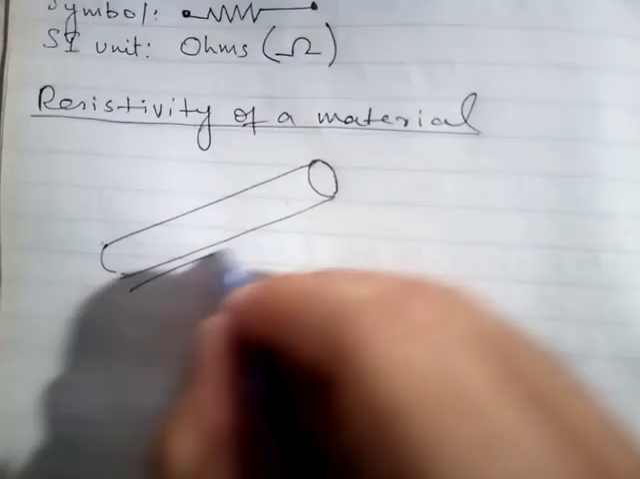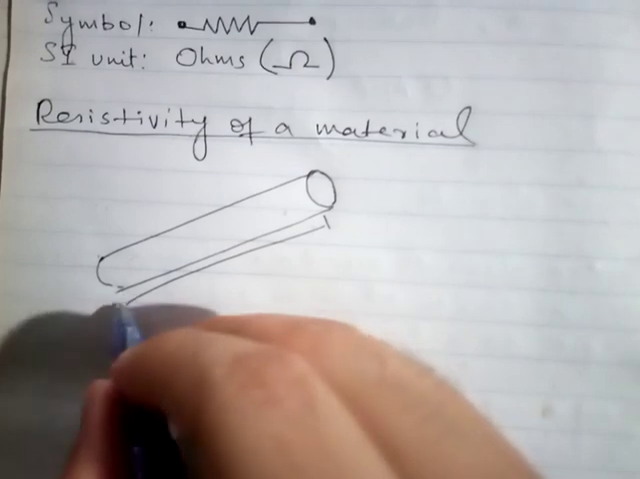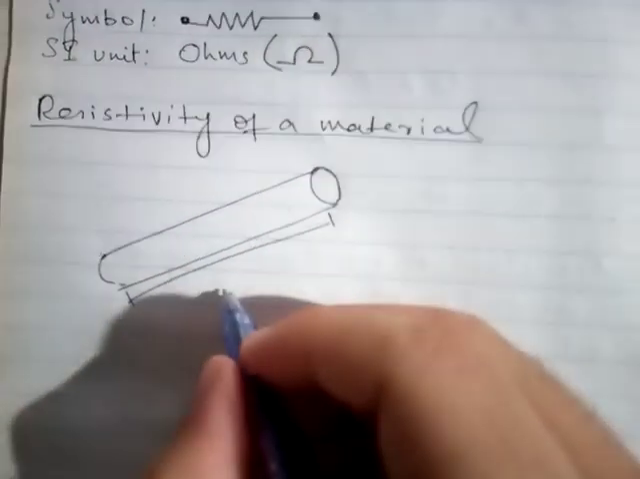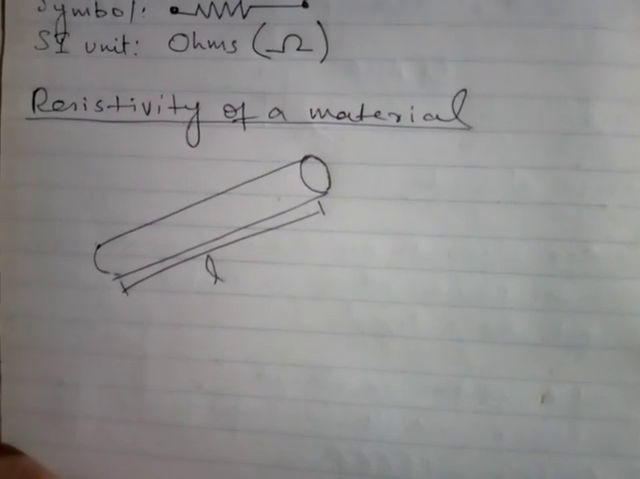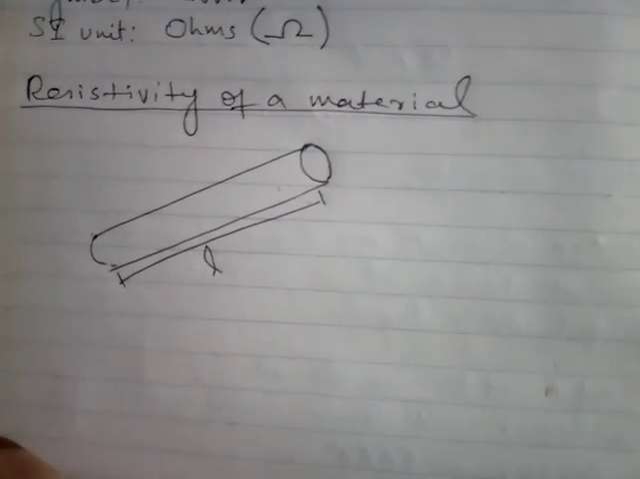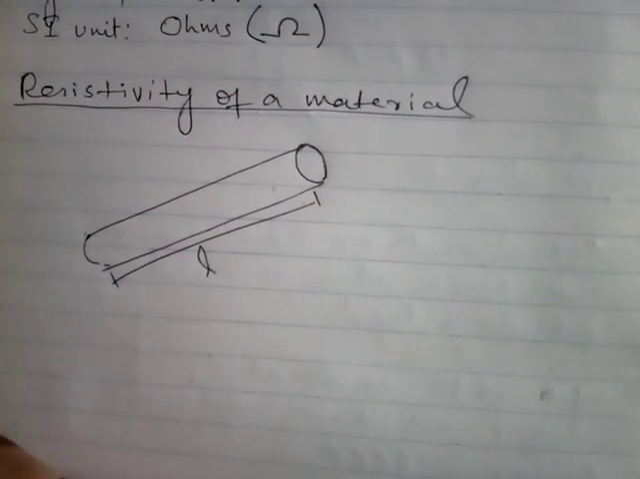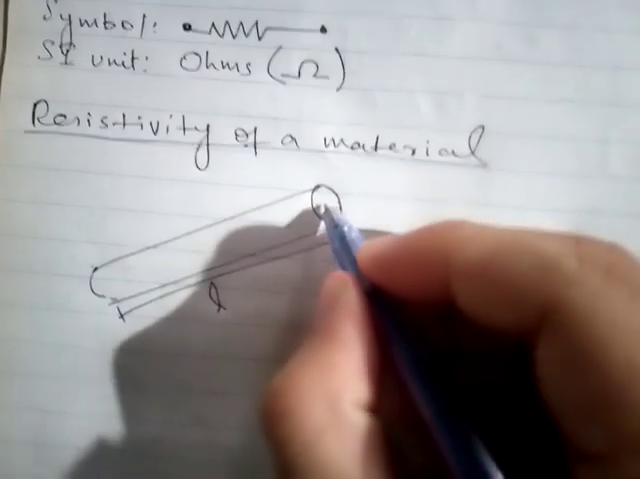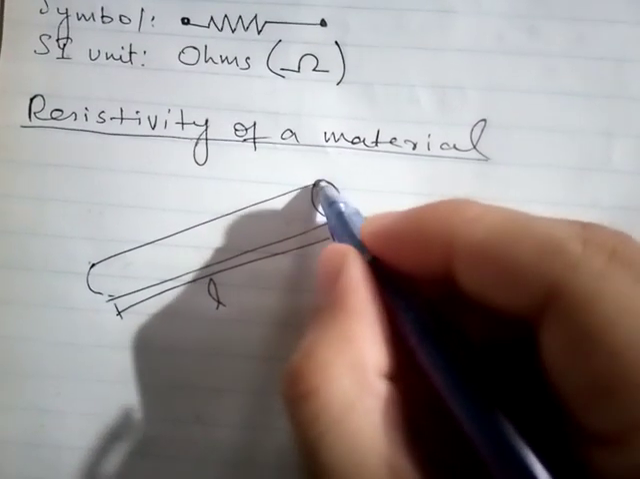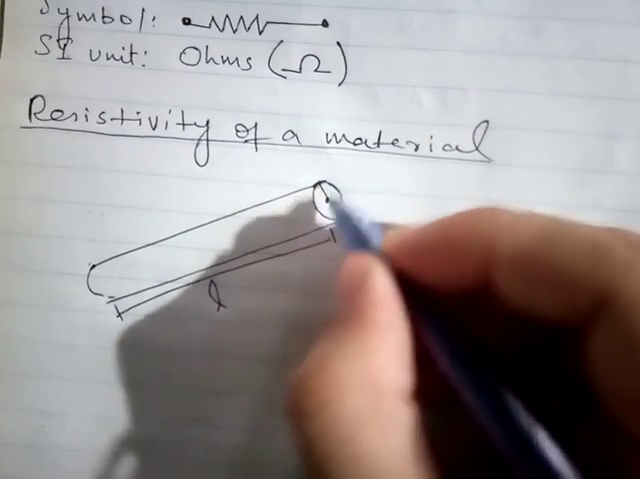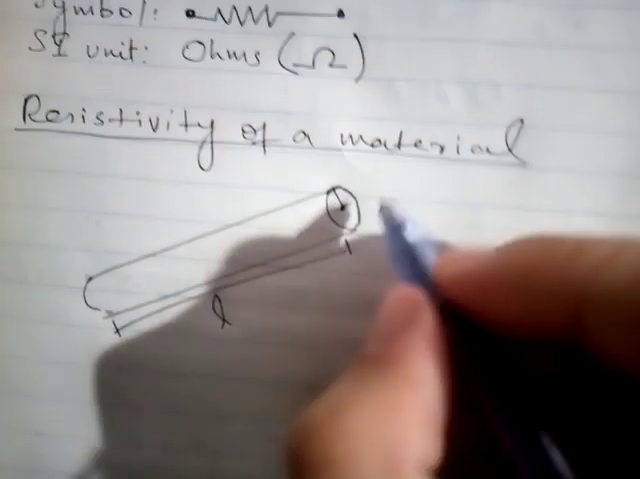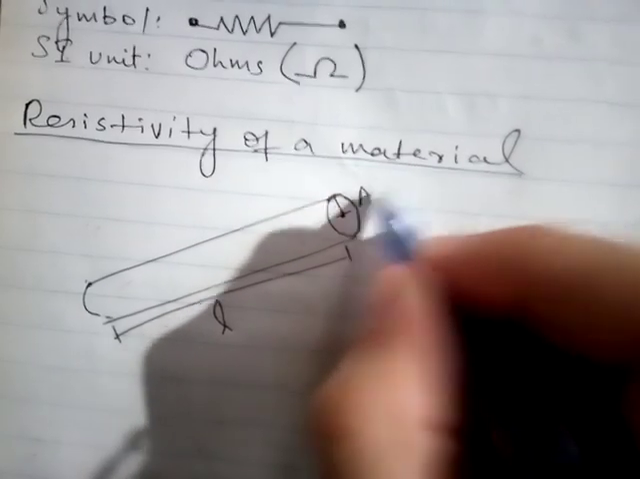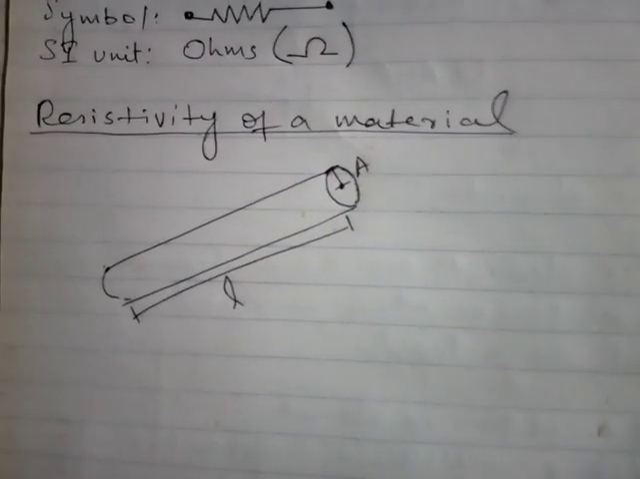In this diagram, this is the length of the conductor, which is represented by small l. The standard unit of length is meters. This is the center point of the cylindrical conductor, and this is the cross sectional area, which is capital A.